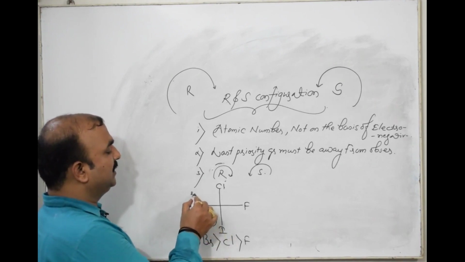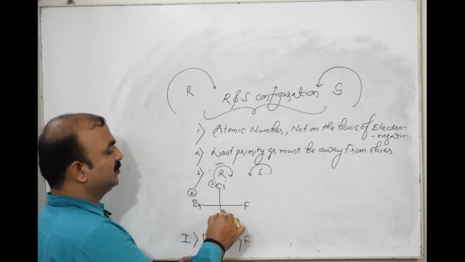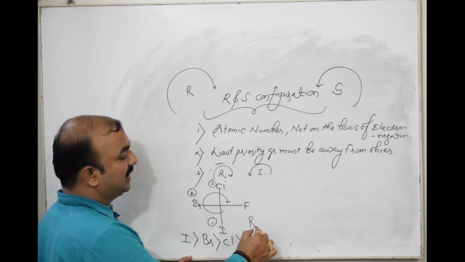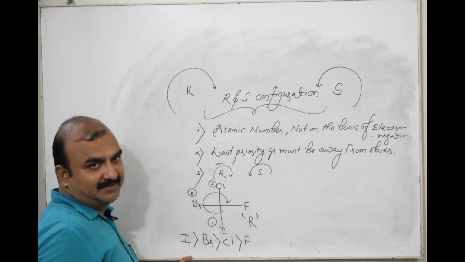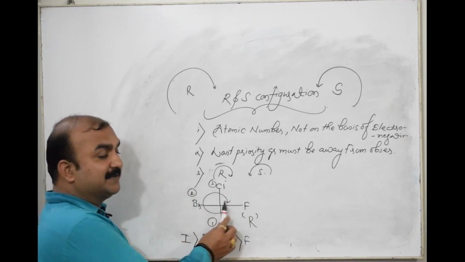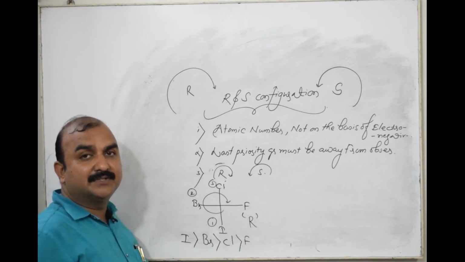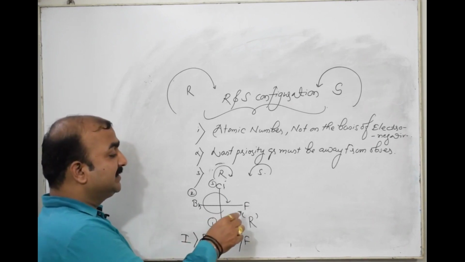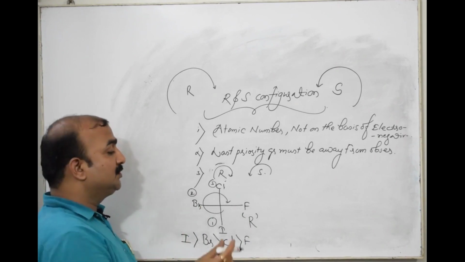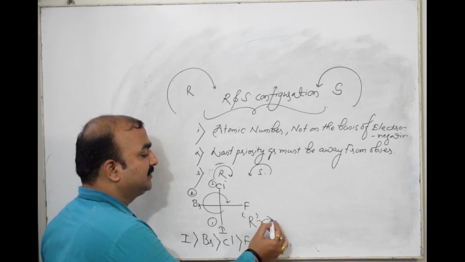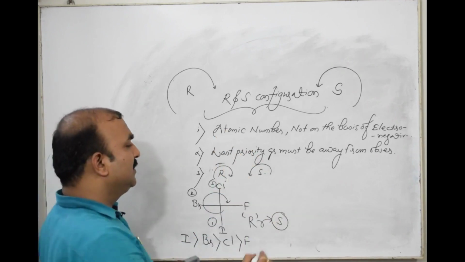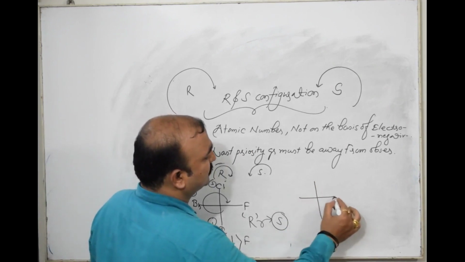First, give priority to only the 3 groups, 1, 2, 3. It is going in which direction? Clockwise direction. The configuration is R. But I have told you in the Fischer projection formula, the group which is present in the horizontal plane is facing towards you. It indicates this fluorine is not going away from you. It is facing towards you. So in this case, you have to reverse the configuration. So the configuration is S.